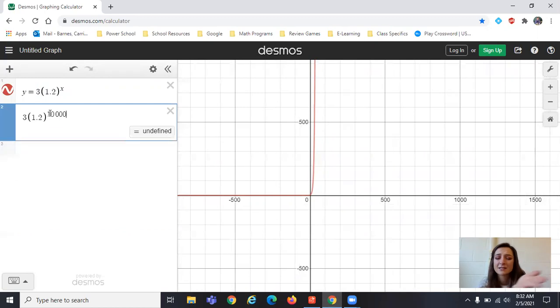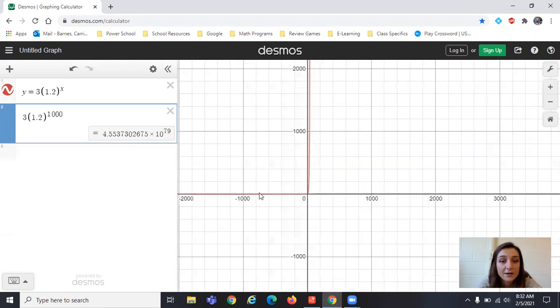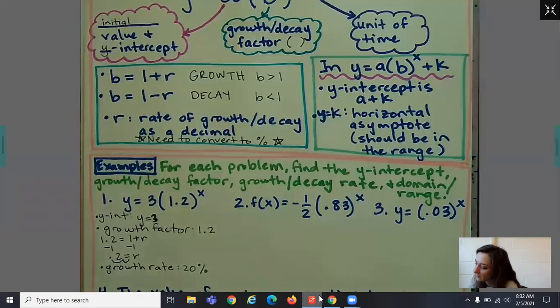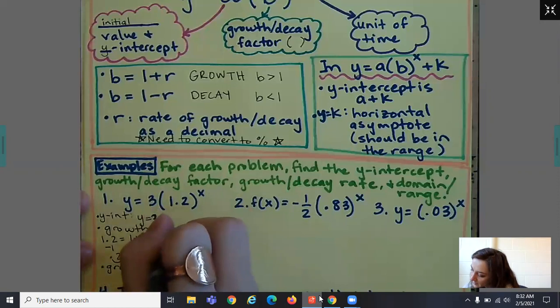Whenever you type in 10,000, it says undefined, but that actually does exist. It just is so large that Desmos can't even say what it is. So the x values can go on for negative infinity. They can also go on for positive infinity, even though the numbers get extremely large. So the domain here is going to be from negative infinity to positive infinity. Oh, I did not mean to stop sharing my screen. There we go. Okay, so it's going to be from negative infinity to positive infinity.